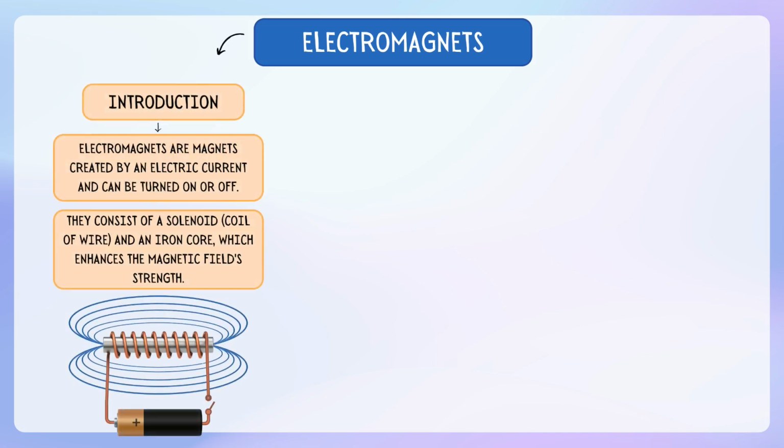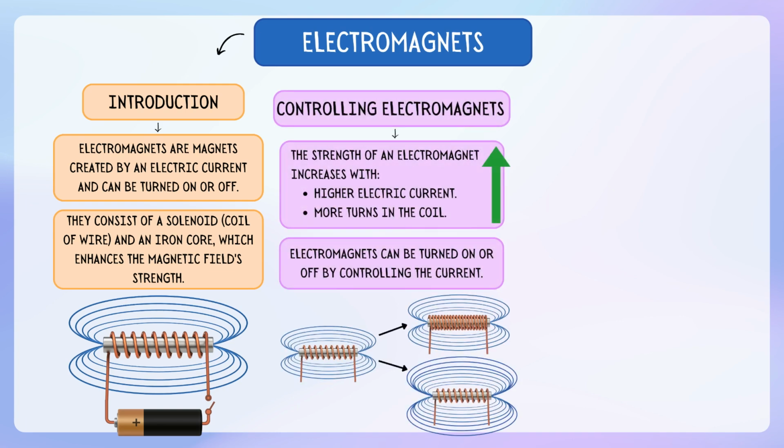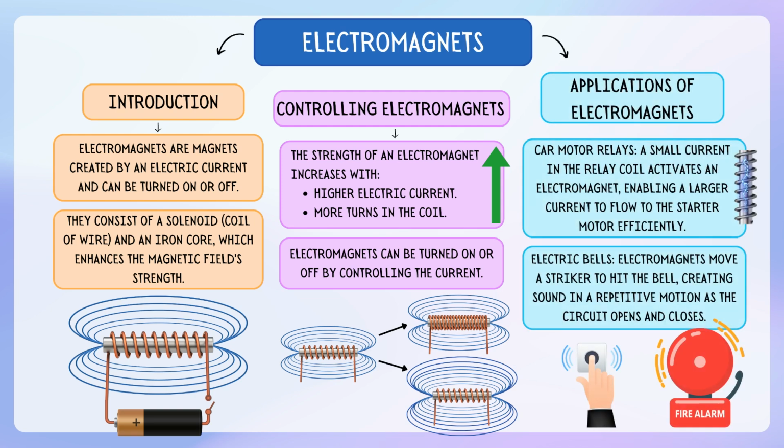In today's lesson, we delved into the concept of electromagnets, learning that they are magnets generated by an electric current. We discussed their basic construction, which includes a solenoid and an iron core, noting how the magnetic field is strong and controllable. We understood that the strength of an electromagnet can be adjusted by varying the electric current or the number of turns in the coil, and that electromagnets can be turned on and off by controlling the electric current. We also explored practical applications, such as their use in car motor relays and electric bells. Overall, we've gained an understanding of the workings of electromagnets and their significant applications in everyday technology.